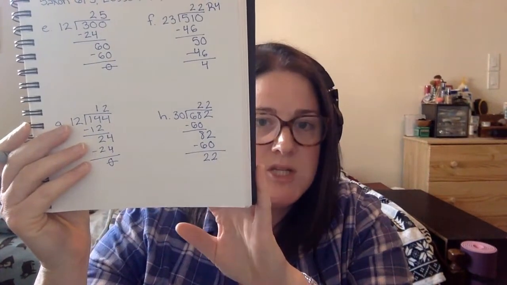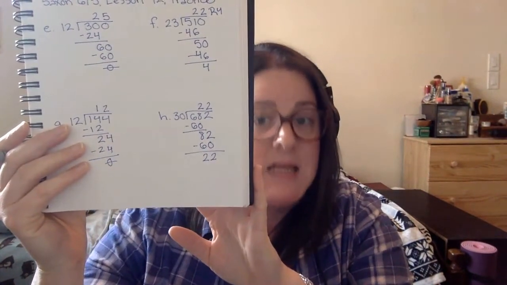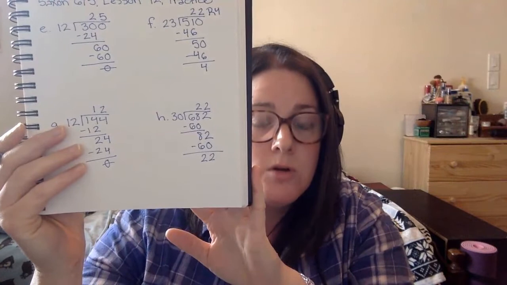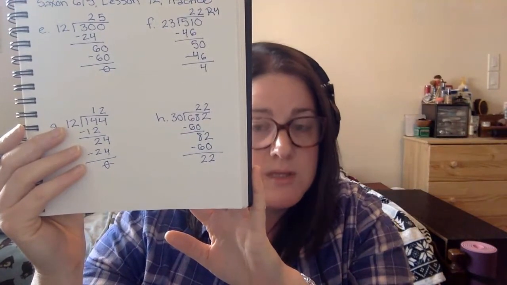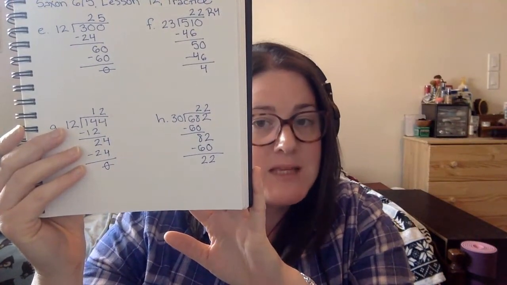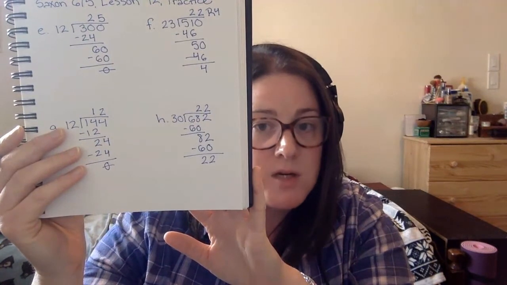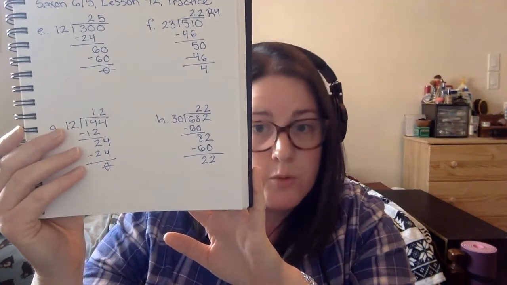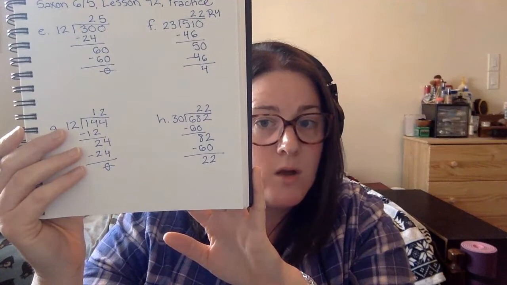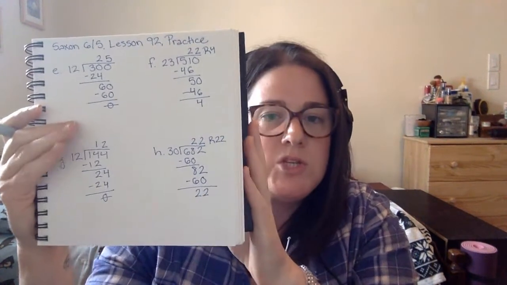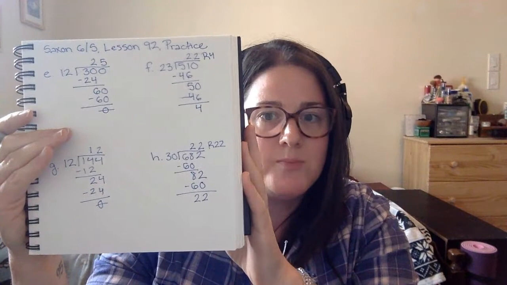What we get, the difference, is 22. 22 is less than 30. Your difference, or in this case your remainder, has to be less than your divisor. Otherwise you have another group. So we haven't overestimated, we haven't underestimated. What we have is a quotient of 22, remainder 22.